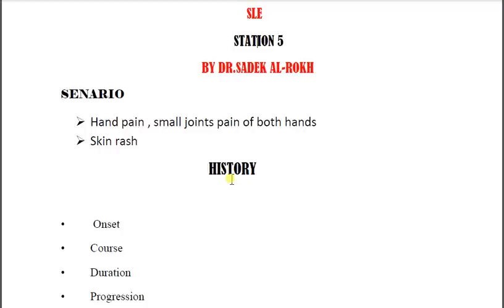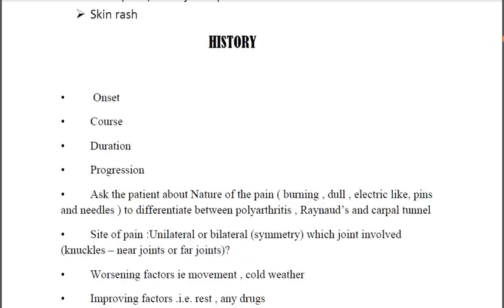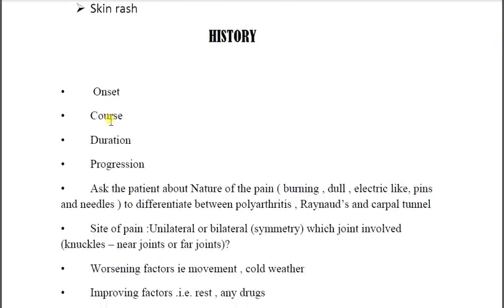Focused history: the approach will be in the form of analysis of the complaint, onset, course, duration, progression, and asking about the nature of the pain. If the complaint is both hand pain, you need to differentiate between polyarthropathy, Raynaud's and carpal tunnel. In polyarthropathy, the pain will be dull. In Raynaud's, it can be dull as well. In carpal tunnel, it will be pins and needles or a burning sensation.